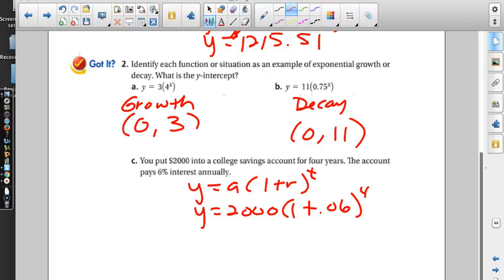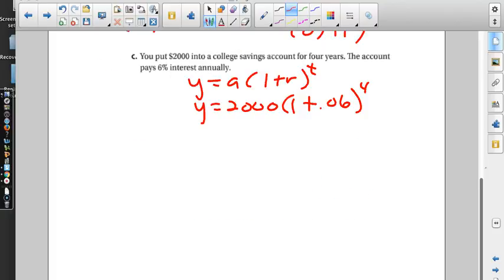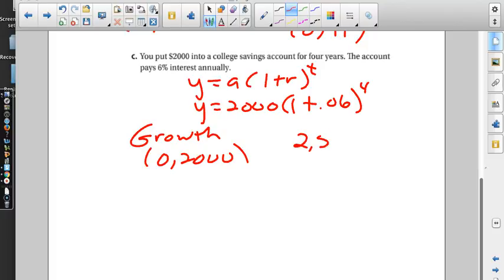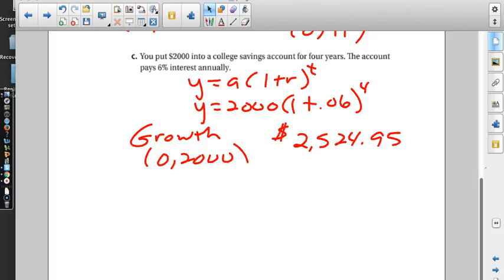First of all, they did just want to know that this was growth, but I do know that a lot of you went ahead and did the math, so we'll make sure your math is right. This is growth, and it would go through 0, 2,000 for that y-intercept. But yeah, I'd be more interested in what are you going to get. You'd get $2,524.95. That's what you'd get. But the key there is knowing you're getting something, which means you use the formula with a plus. You're not losing something.